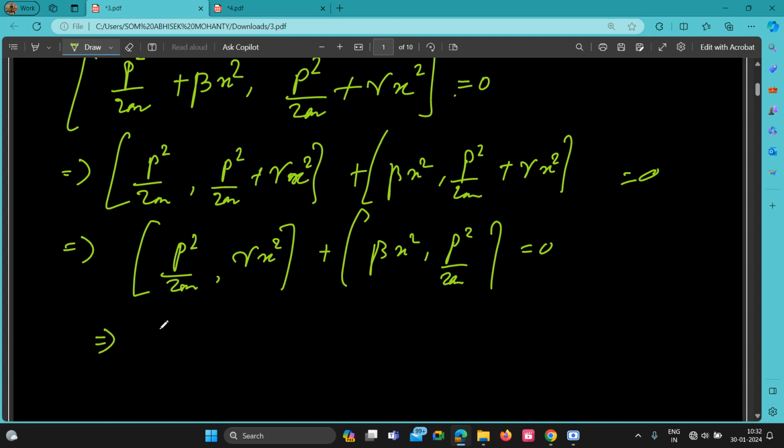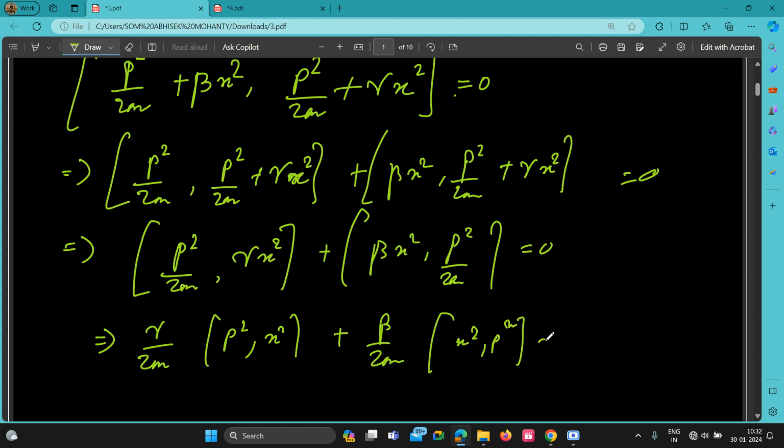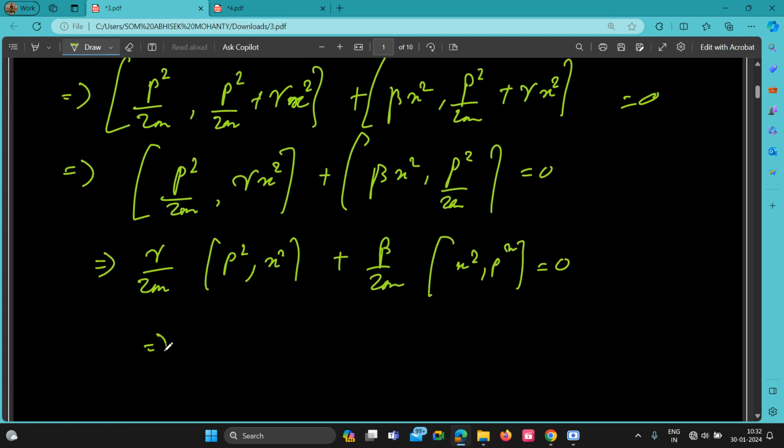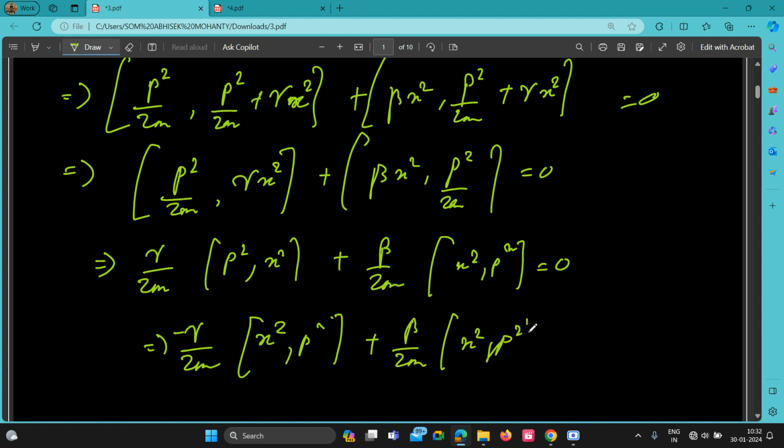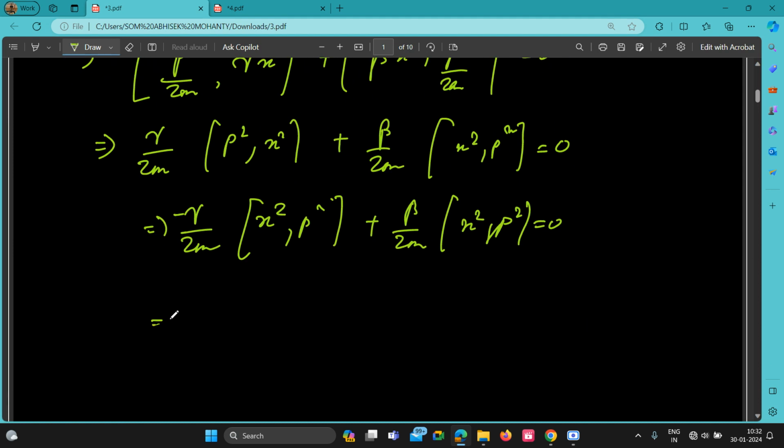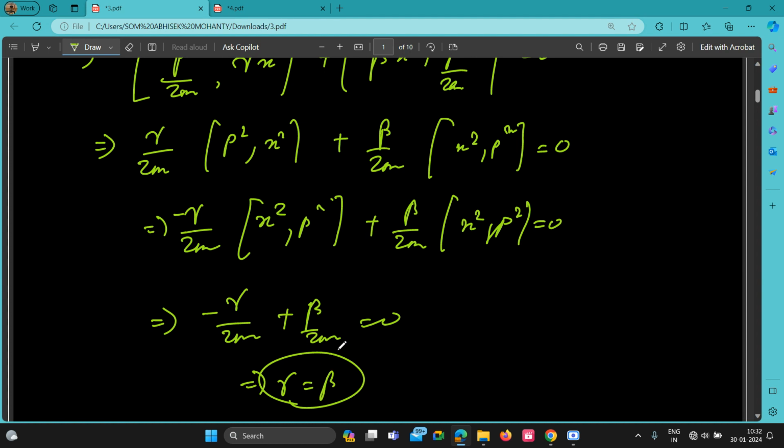So this is gamma by 2m p squared x squared plus beta by 2m x squared p squared. Is that right? Okay. So gamma by 2m I can write as minus of x squared p squared, plus beta by 2m x squared p squared. Yeah, x squared p squared I just can take to that side. So minus gamma by 2m plus beta by 2m is equal to 0. Gamma is equal to beta.